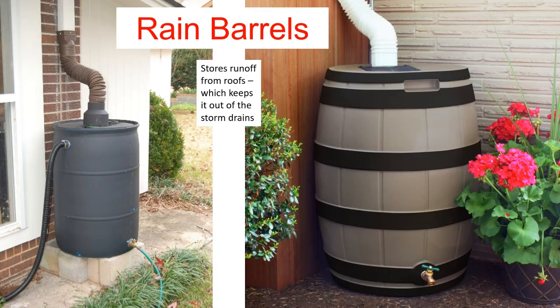Rain barrels are another option. This is a case where we collect or we catch that water coming off the roof of the house and we don't let it go to the street in the storm drains. The added advantage of this is you can then use that water for stuff. You can't drink it because it came off your roof. You don't know what's been up there, but you can use it to water your plants, water your lawn.